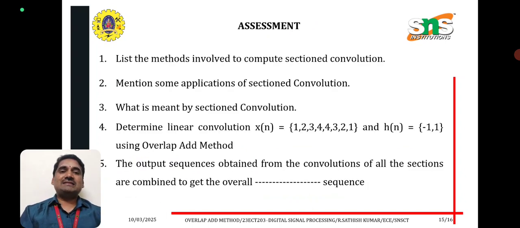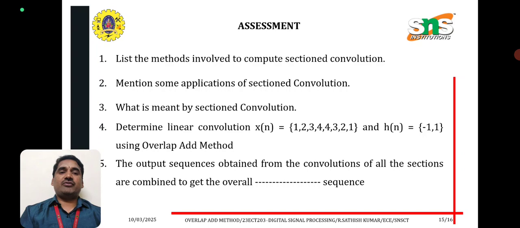List the methods involved to compute sectioned convolution. There are two methods: the overlap add method and the overlap save method. Mention some applications of sectioned convolution. It is used in communication, signal processing, etc. What is meant by sectioned convolution? The larger sequence is split or sectioned into smaller sequences.